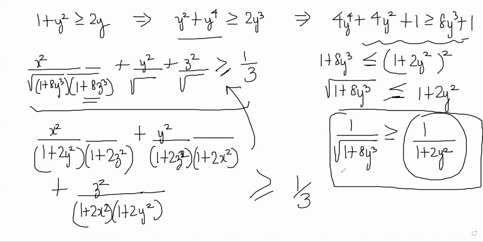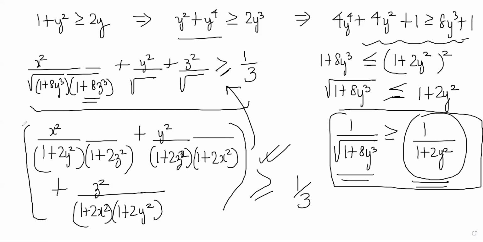1 by root over 1 plus 8y cube is greater than 1 by 1 plus 2y square. So we have replaced it with something lesser. If we can prove the lesser inequality, then obviously the greater one will be true, right? So this is what we'll try to prove now. So how do you do this?